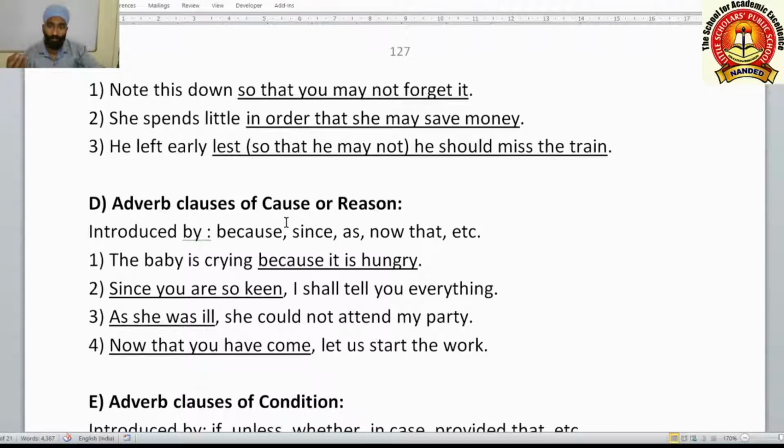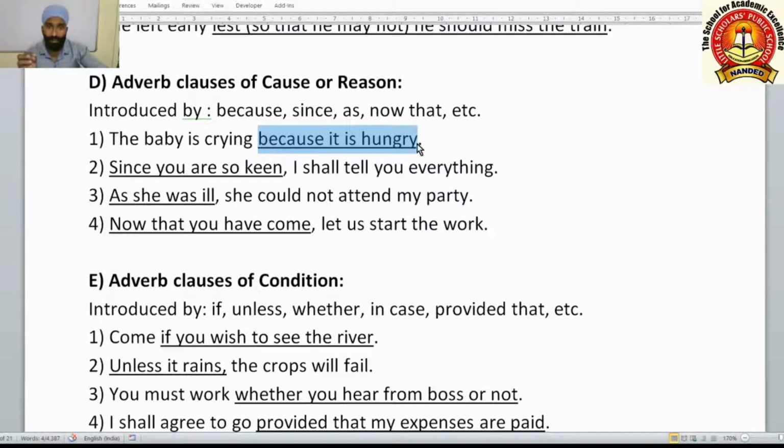Now adverb clauses of cause or reason. Cause or reason means what? Reason means the explanation of some action. This always comes after an action is done. Introduced by because, since, as, now that, etc. Now, the baby is crying because it is hungry. Now the action is over or going on. That time you give this reason, the explanation of that action, why it happened. The explanation word you have to remember. The baby is crying because it is hungry.